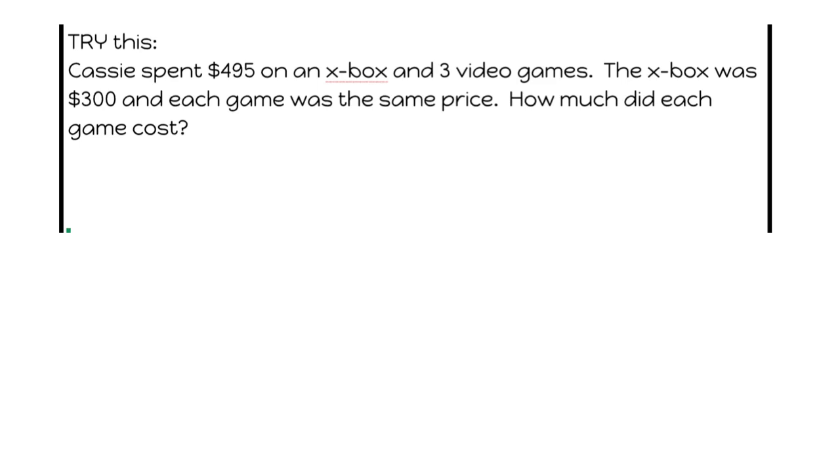Cassie spent $495 on an Xbox. I'm going to highlight $495 because I'm guessing that's something that matters and it's money. So I'm just going to highlight that blue, and any other money I'm also going to highlight blue, but we'll go on. Cassie spent $495 on an Xbox and 3 video games. So she bought 1 Xbox and 3 video games. I am highlighting the label with it so that I know what's going on.